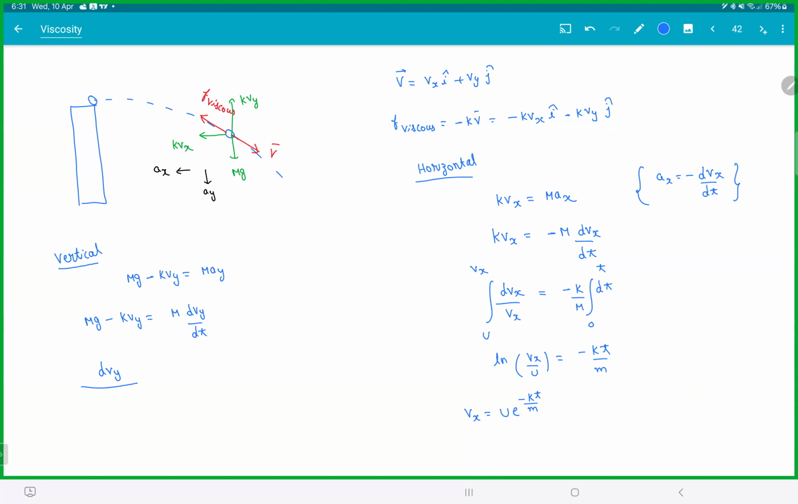Here I won't write a minus because the speed is increasing. This is mg. So this guy would be minus 1 by k ln mg minus kvy. Limits will go from 0 to vy, and this is dt. I hope everyone is getting that integration.